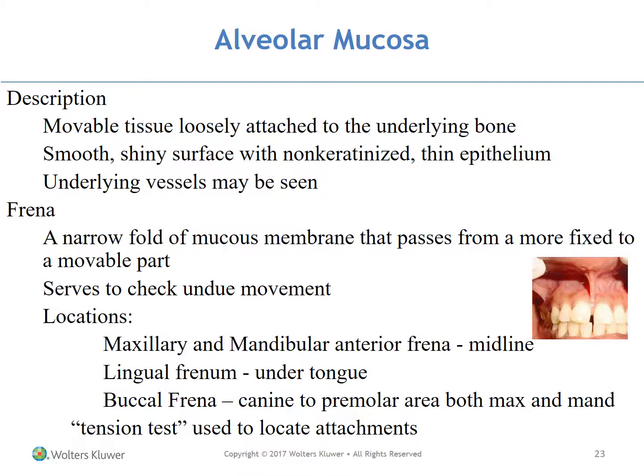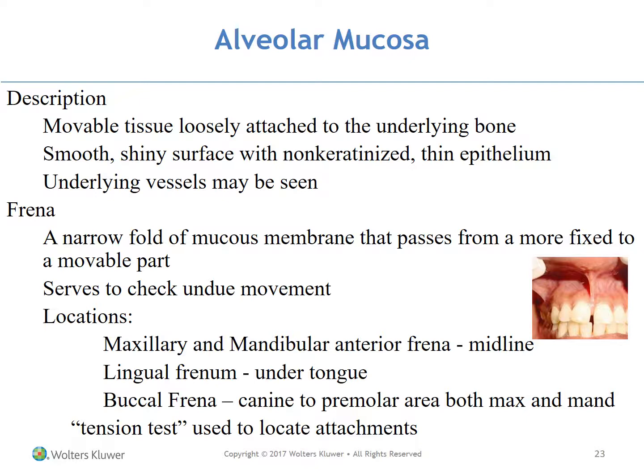All right, our alveolar mucosa description: movable. Unlike the attached gingiva, which is really firm, you can't move it. The alveolar mucosa, you're going to be able to move it. So it's just really loosely attached to the underlying bone. It is smooth and shiny rather than stippled, right? This is non-keratinized. So our attached gingiva is keratinized. Our alveolar mucosa is non-keratinized. It's a very thin epithelium and has underlying vessels that can often be seen.